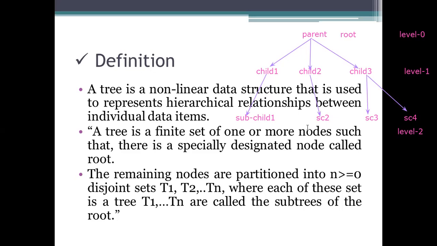A tree is a finite set of one or more nodes. We connect these nodes to a first node, which is a specially designated node, specified as the root. This is the root.